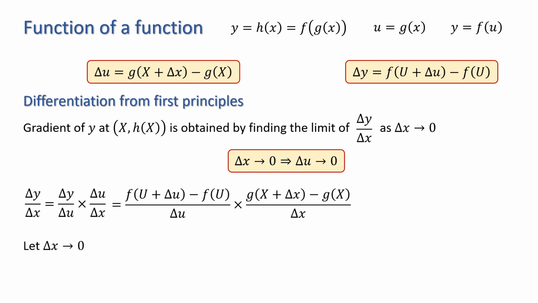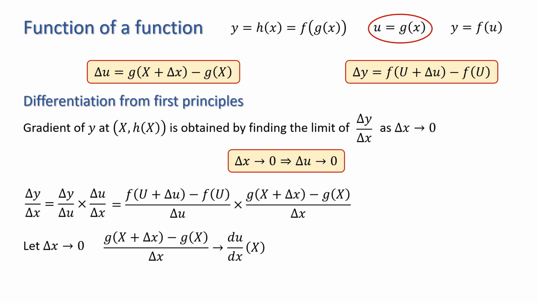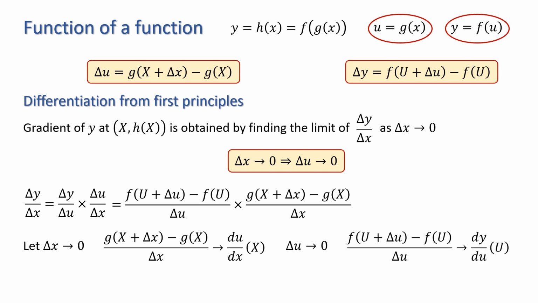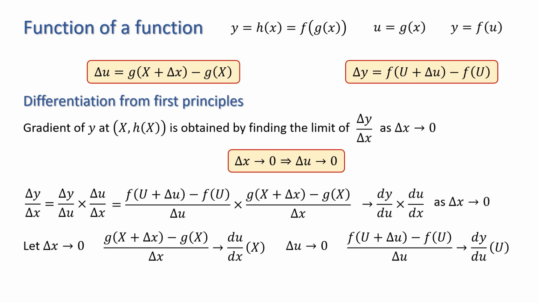Now we let delta x tend to 0. We know that u equals g of x, thus g of x plus delta x minus g of x over delta x tends to du by dx evaluated at capital X. We also know that delta u tends to 0 as delta x tends to 0, and y equals f of u. Thus, f of u plus delta u minus f of u over delta u tends to dy by du evaluated at capital U. Thus, delta y over delta x tends to dy by du times du by dx as delta x tends to 0.